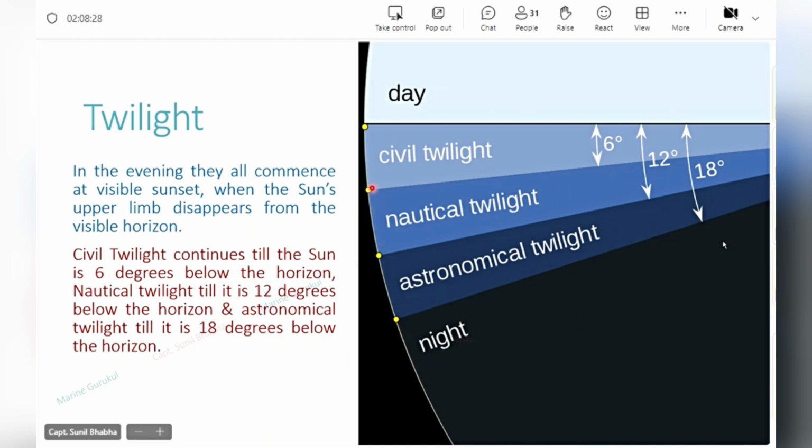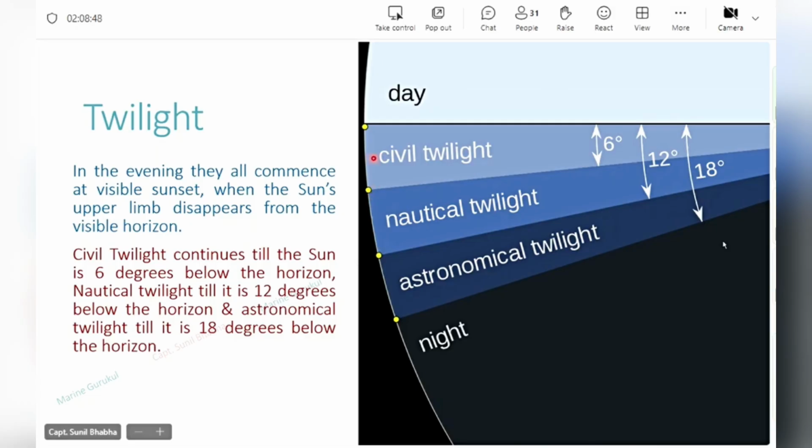Now, in this case also, the suitable period for sight taking is between 6 degrees and 12 degrees, which in this case is the ending of the civil twilight to the ending of the nautical twilight. This is the most suitable period for us.